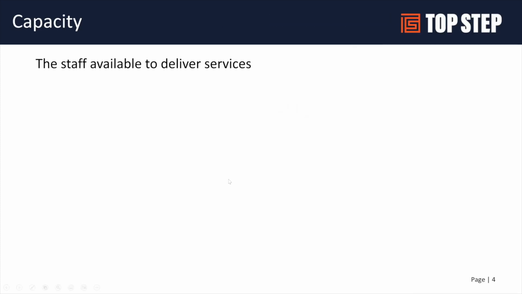So what do we consider capacity? Generally, what we see is, what is the staff I have available to deliver the services that I sell? If I have too much services to sell and not enough staff, that's not good. If I've got too much staff and not enough services, that's not good. So we have to keep an eye on that balance of our capacity to deliver. And so generally we see there's a few different ways to think about capacity.